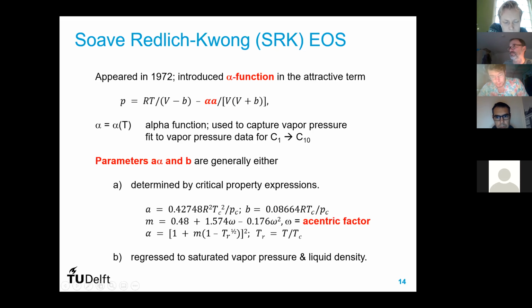This correction alpha function was actually just a correction to capture the fit of the vapor pressure for C1 to C10. So this was done specifically for capturing the normal alkanes in chemical engineering at that time. And the other correction they introduced is this correction.